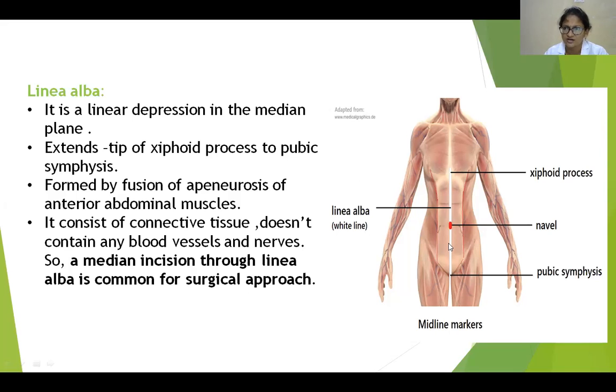While doing the operations, this is about the linea alba. It extends from the tip of the xiphoid process to the upper surface of the pubic symphysis. It does not contain any nerves or blood vessels. A median incision through the linea alba is common for the surgical approach.